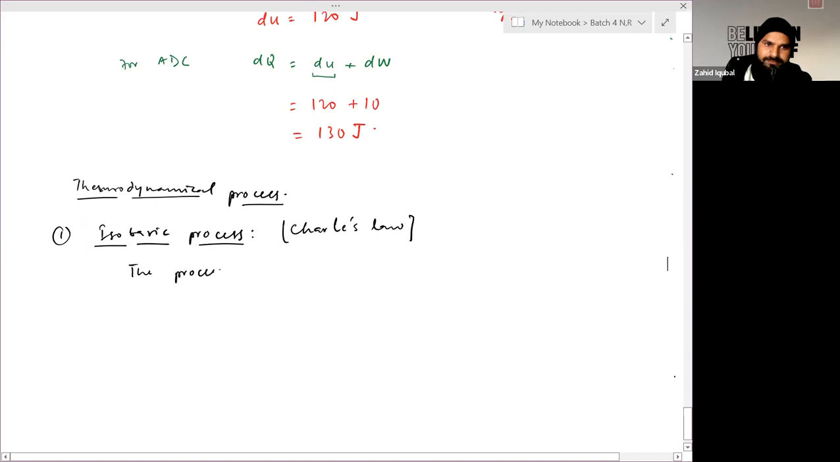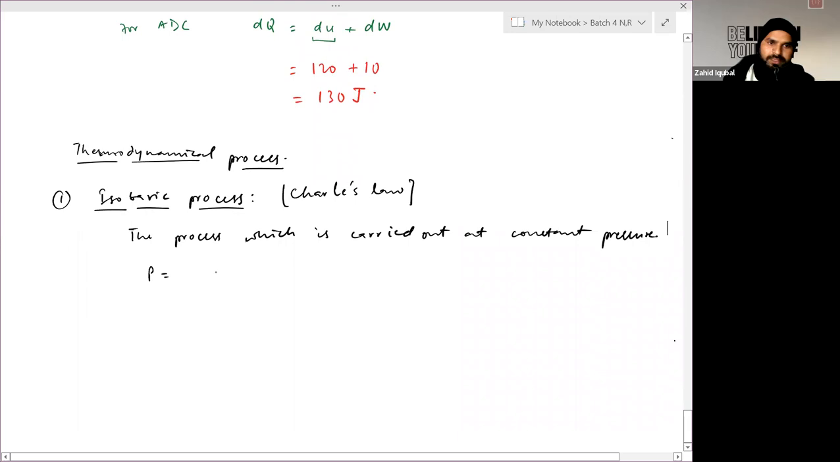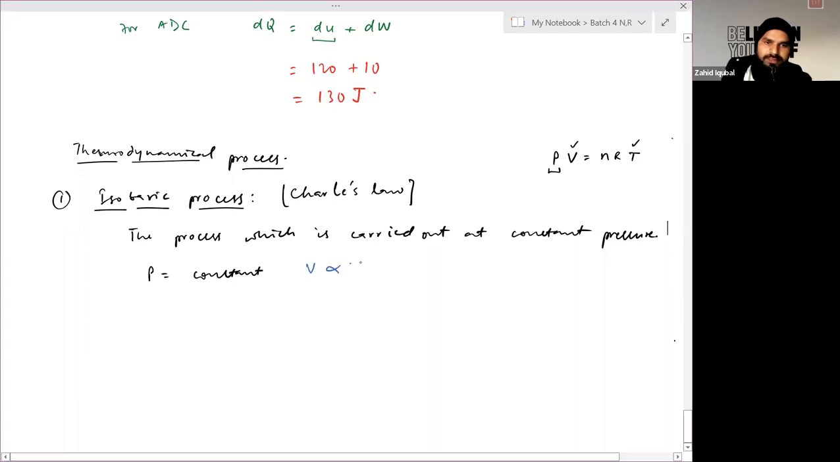The process which is carried out at constant pressure is termed as isobaric process. So P will be constant. According to ideal gas equation, PV is equal to nRT. So if P is constant, volume and temperature should be directly proportional to each other. So we can write volume proportional to temperature.